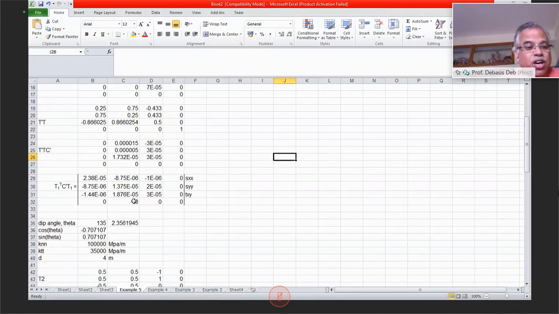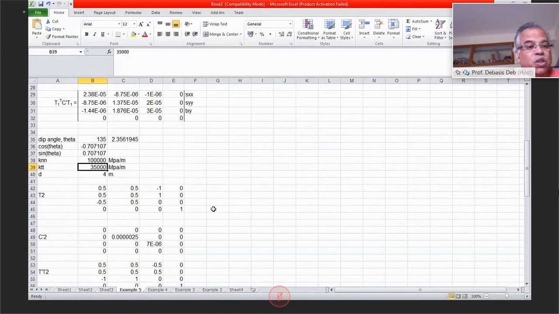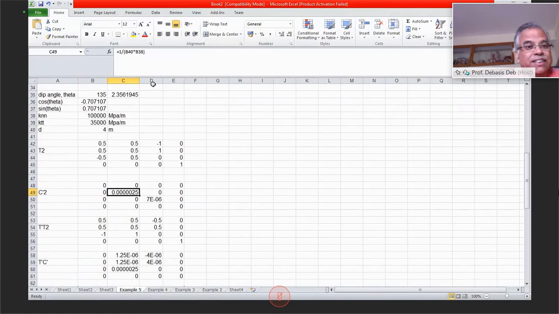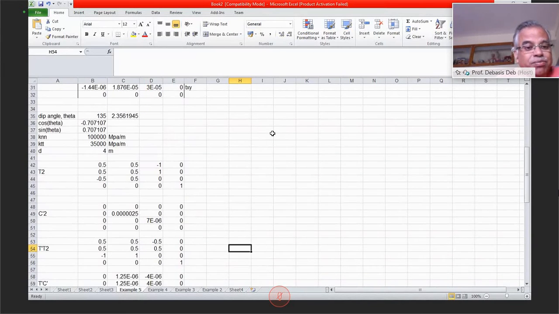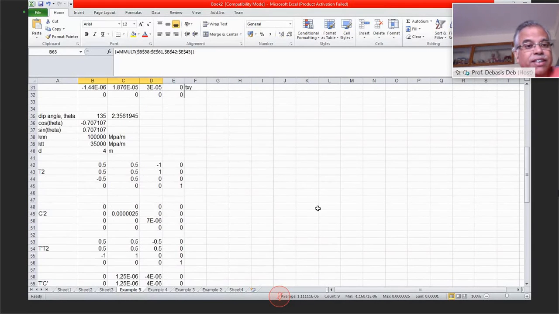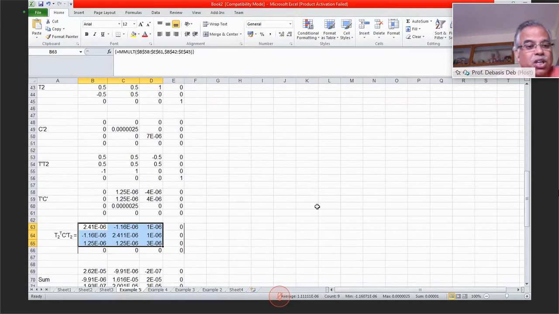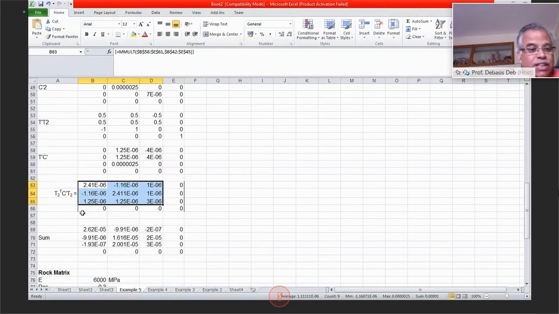Similarly for the next joint, this is 4 meter, this is 100 GPa as I said, and this is 35. So we are again doing the same thing. You can see this multiplied by this, and again this multiplied by this. So again the same thing has been done. So we got one here, and this is another one. So this is the compliance of joint number 1. This is the compliance of joint number 2.